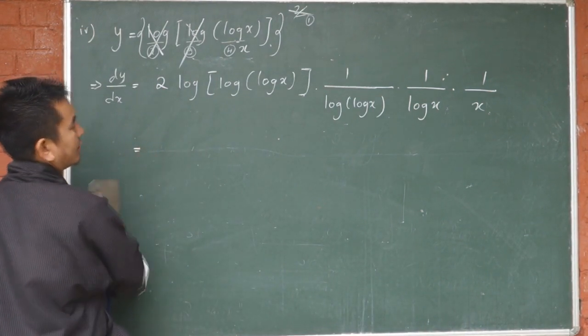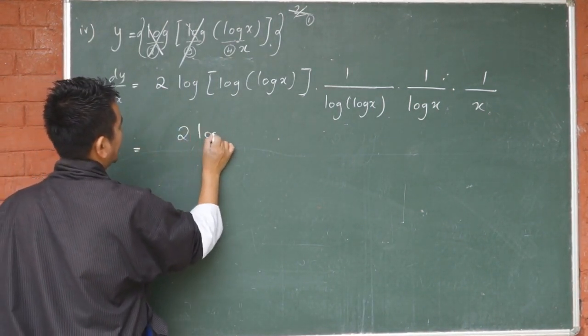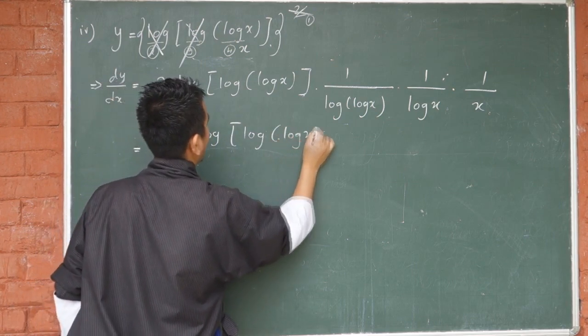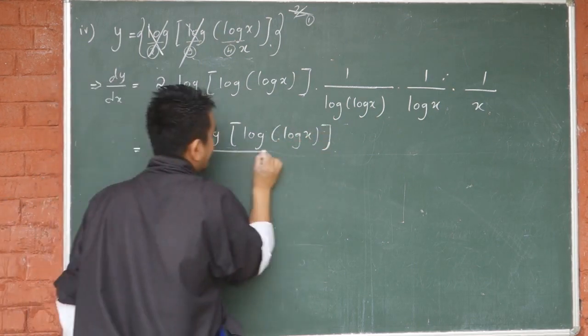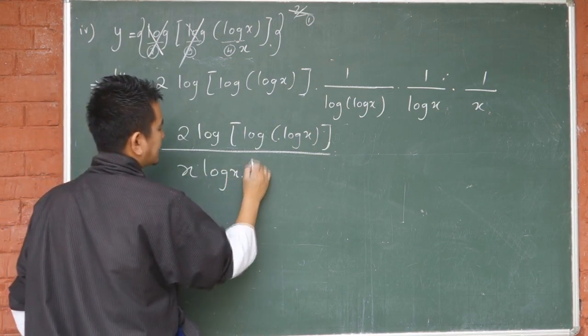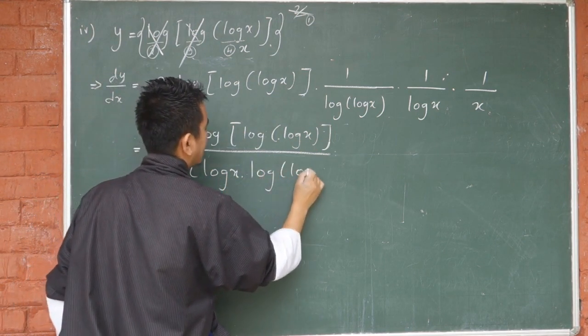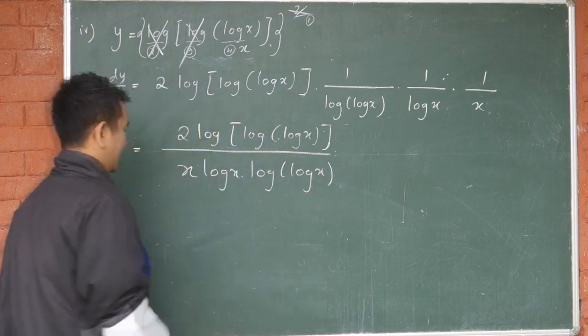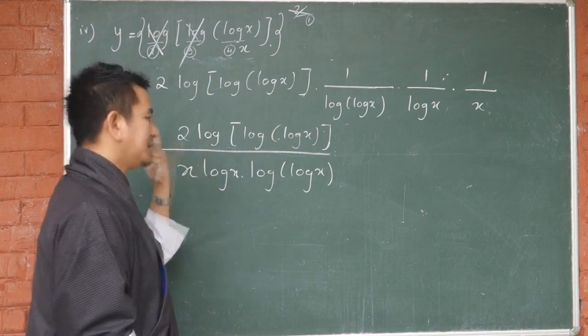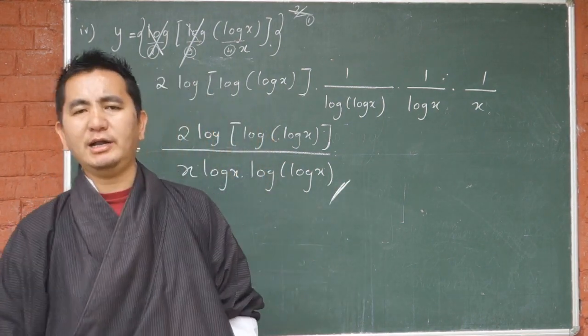So, the final answer we can write here is 2 log x divided by x log x log x. Okay? That's it. No cancellation. We cannot cancel this one. We cannot cancel this. Nothing else. This is the final answer.